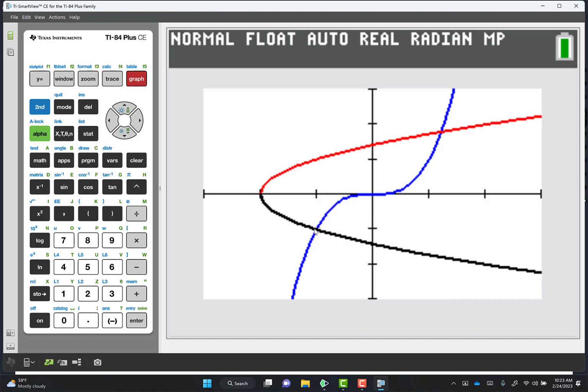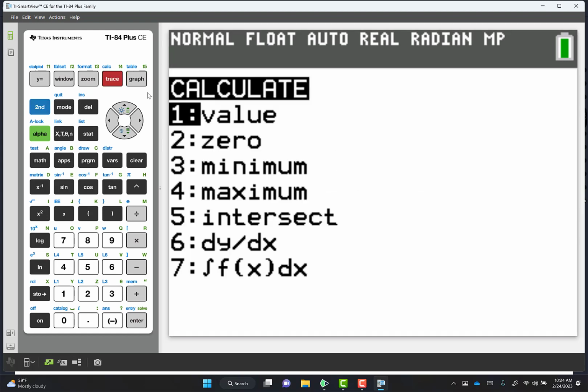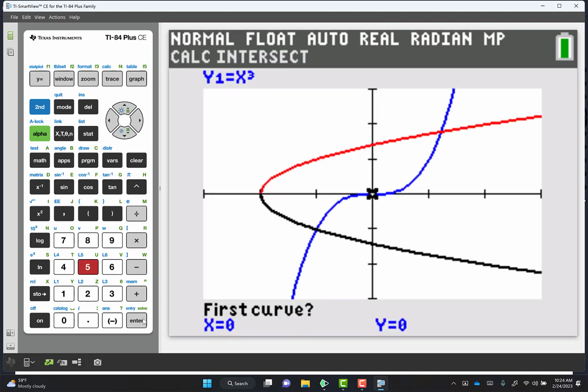All right, next. It looks to me that this x value here is negative 1, sorry. It looks like that, but you can never be too sure. Well, actually it is, because I just realized the equations. But if you didn't know that, here's what you would do. Second, calculate, and then intersect, number 5. And then what curve? The blue one, enter.